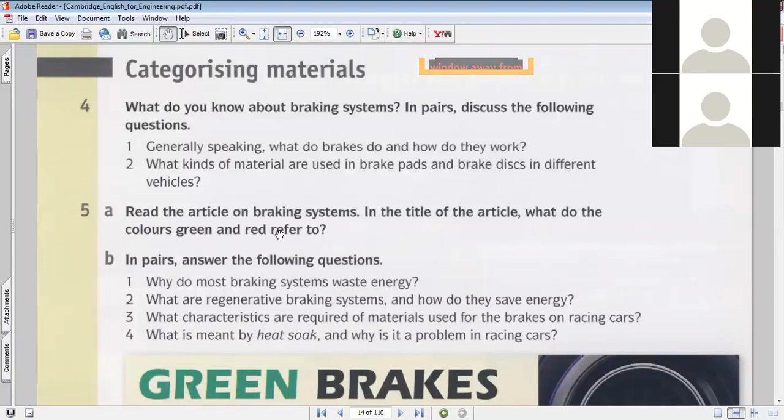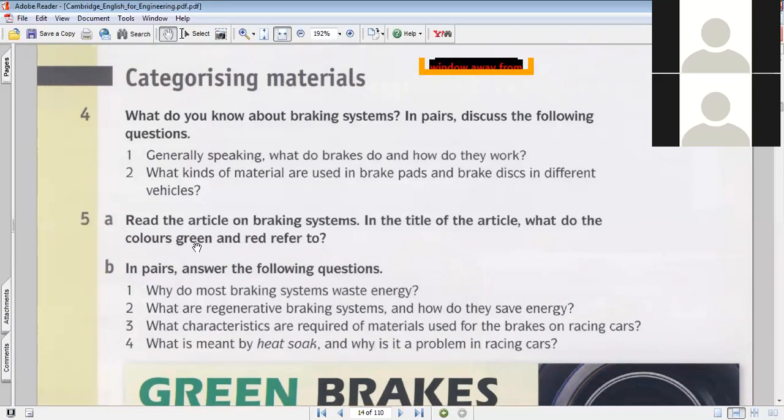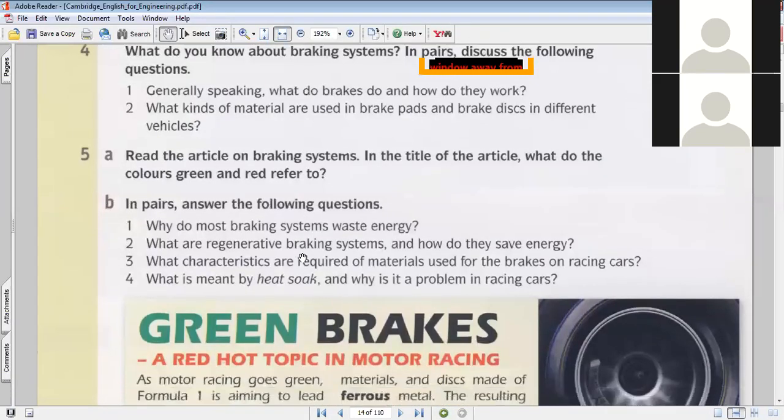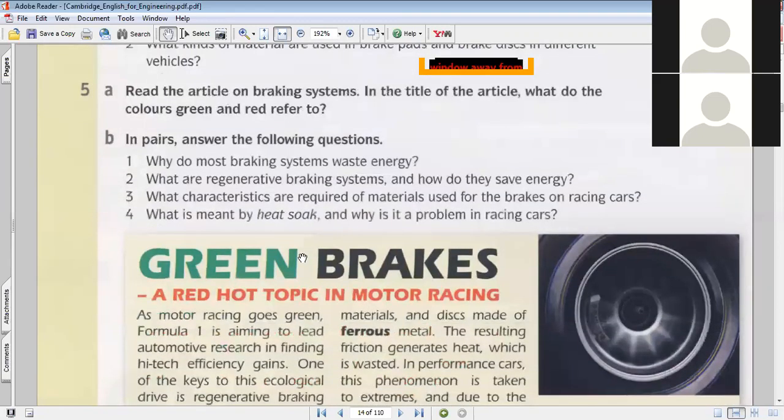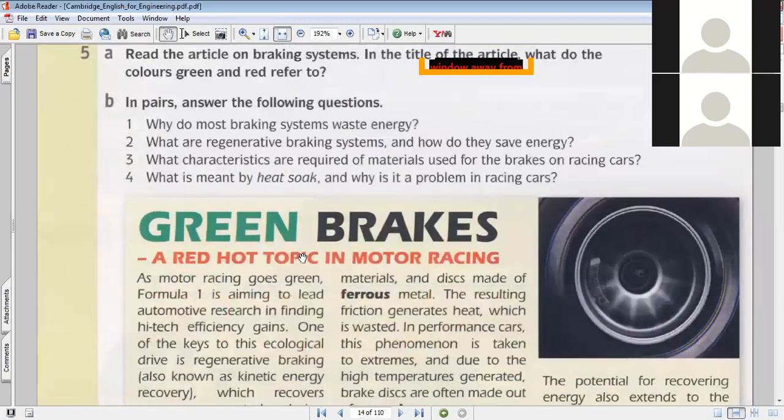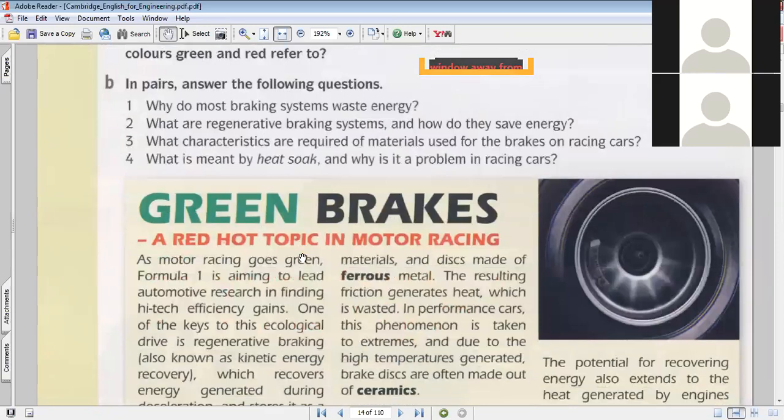Read the article on braking systems. In the title of the article, what do the colors green and red refer to? As I told you last time, green means environmentally friendly. And let's see what the red color refers to. In pairs, answer the following questions. We are going to answer the questions after we read.